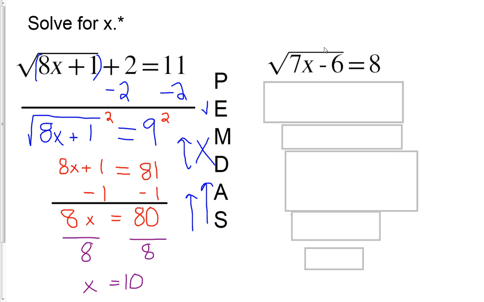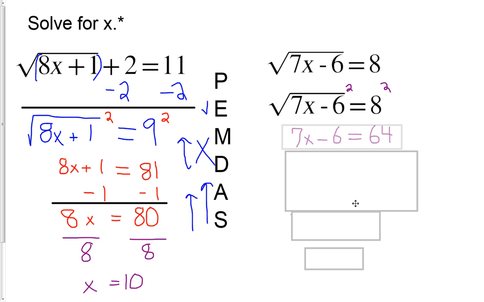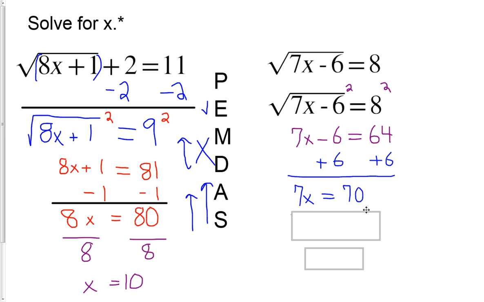Next one. Square root of 7x minus 6 is 8. Squaring both sides, we're going to get 7x minus 6 is 64. Plus 6 to both sides. 7x is 70. 6 plus 64 is 70. 7 times what is 70? X is 10 again. 70 minus 6 is 64. Square root of 64 is 8. It checks out.